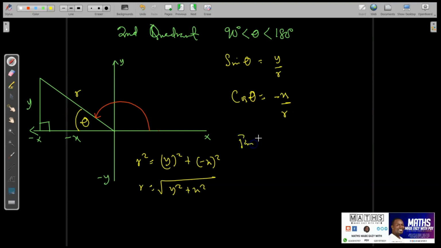Tan of theta will be equal to what? Y on negative x, so negative y on x. Exactly. So tan of theta is also going to be a negative value automatically. Now, how do I find the general reading of this angle from the positive x-axis? If here is theta, what do you think will be the value here?